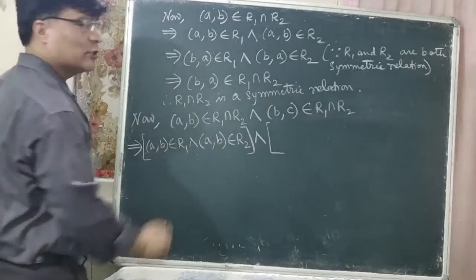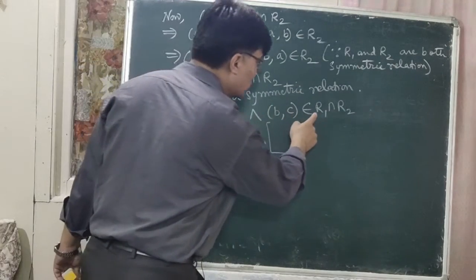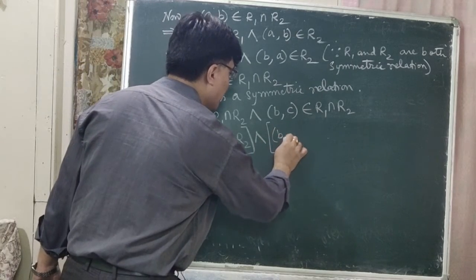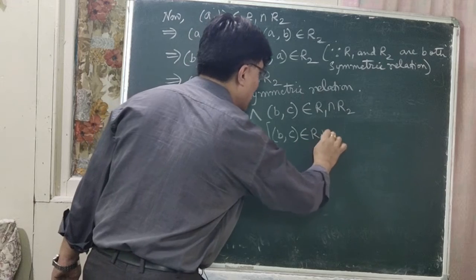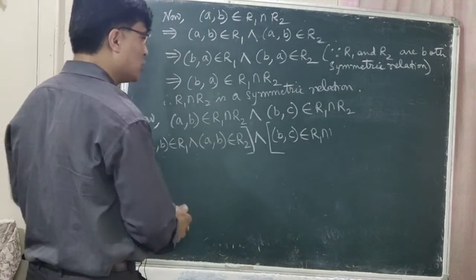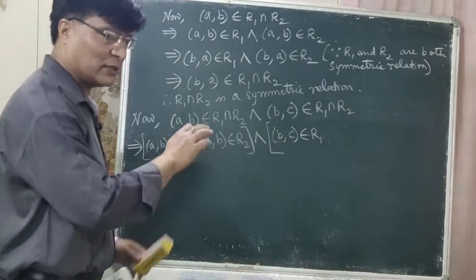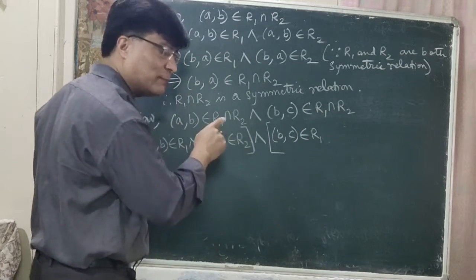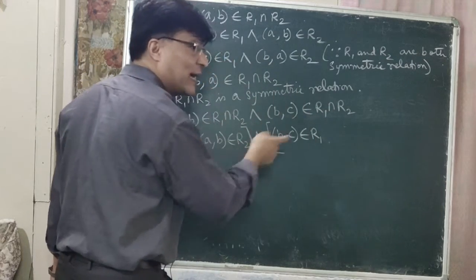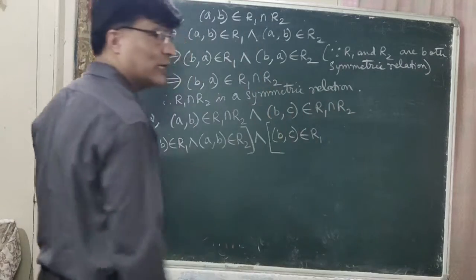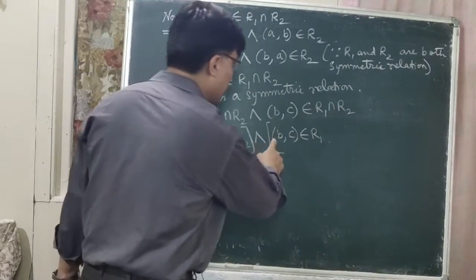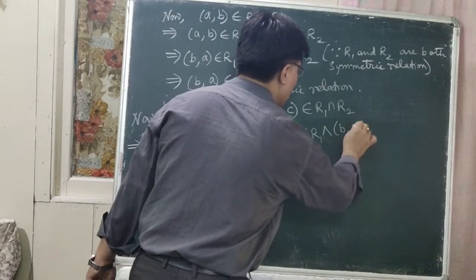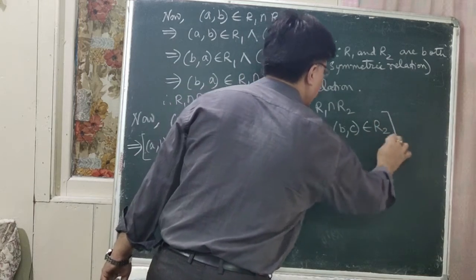And similarly here also, if B comma C belongs to the relation R1 intersection R2, what does it indicate from the definition of intersection? B comma C belongs to the relation R1, not intersection. We are separating it. Since B comma C belongs to the relation R1 intersection R2, it implies that B comma C should belong to the relation R1 and B comma C should belong to the relation R2. Okay? So B comma C belongs to the relation R1 and this is the AND symbol. B comma C belongs to the relation R2.